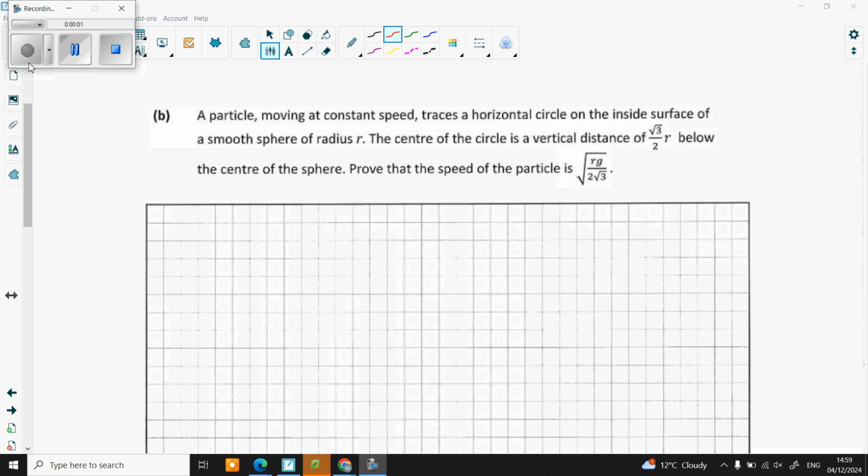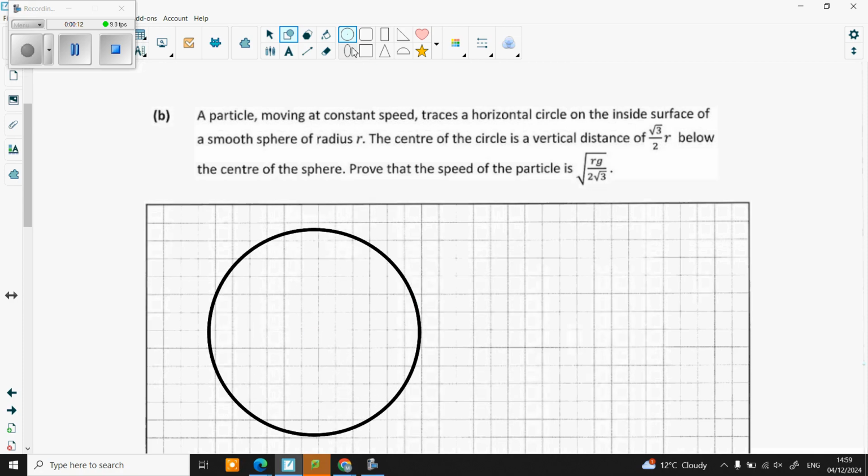All right. So a particle moving at a constant speed traces a horizontal circle inside the surface of a smooth sphere of radius r. So I'm going to draw my sphere right now. And here is the sphere. And I'm assuming it's below the center of the circle, otherwise it doesn't really make sense.